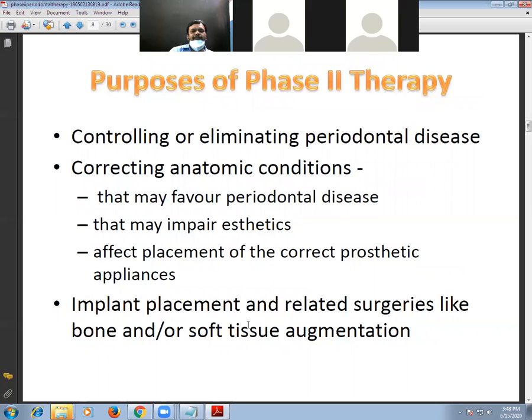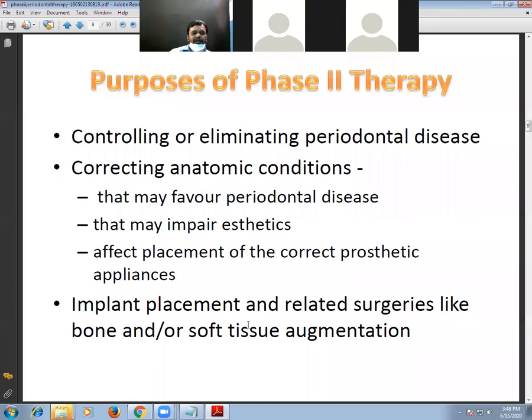Then what is the purpose of phase 2 therapy? The first main purpose of phase 2 therapy is controlling or eliminating periodontal disease. Whatever periodontal disease is present in patients, we have to control and completely eliminate the periodontal disease. The second one is correcting anatomical conditions. Whatever anatomical conditions or iatrogenic factors are present, we have to correct them so that they do not lead to the progression of the periodontal disease.